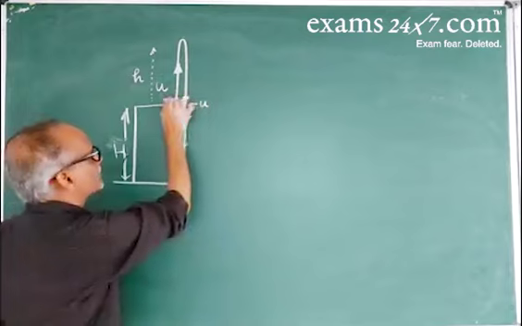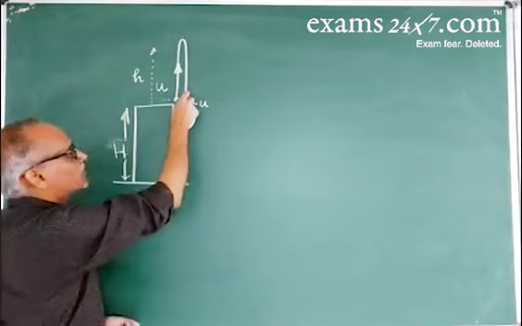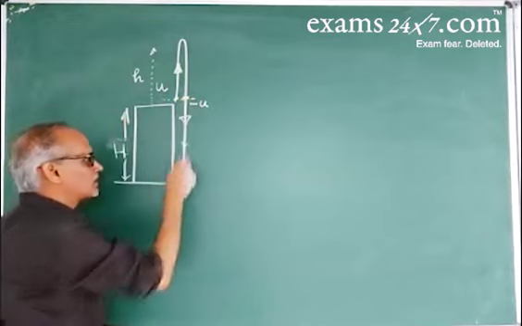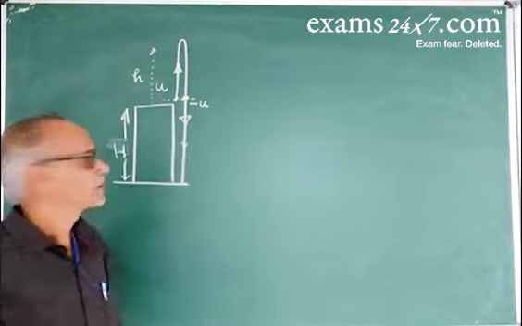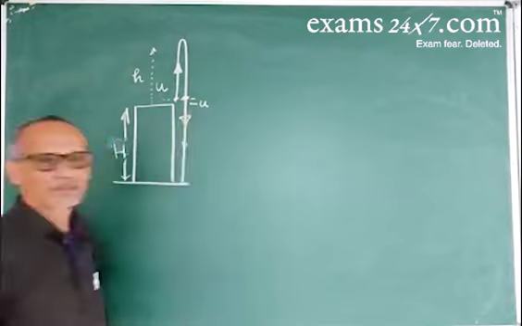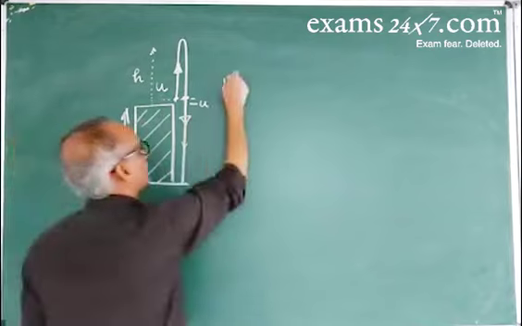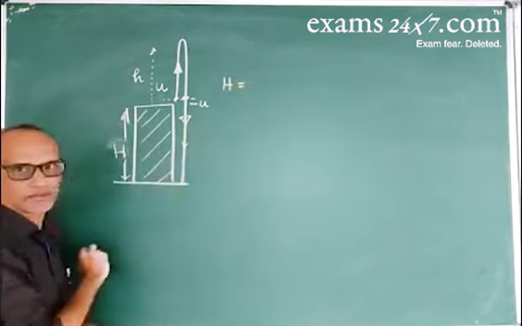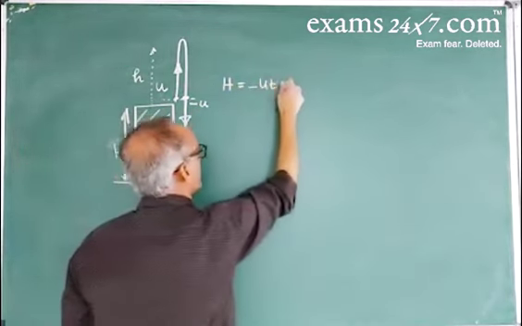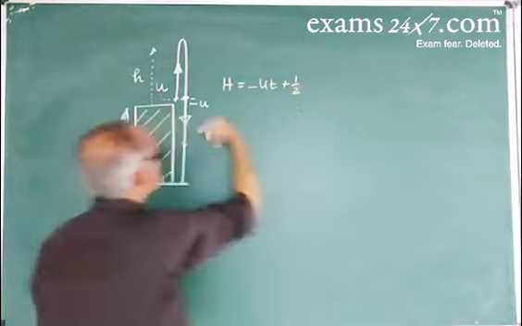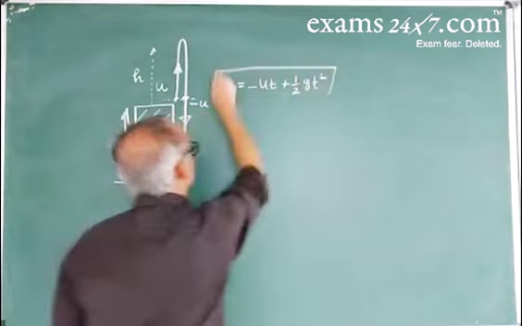And when it reaches this point, what is the net displacement? The net displacement is 0 because it reaches the same point of projection. So on reaching the ground, the net displacement is the same as the height of the tower, but with an initial velocity u. Therefore, in this type of problem, the net displacement, which is H, is equal to minus u t plus, because it's moving in the downward direction, half g t squared.